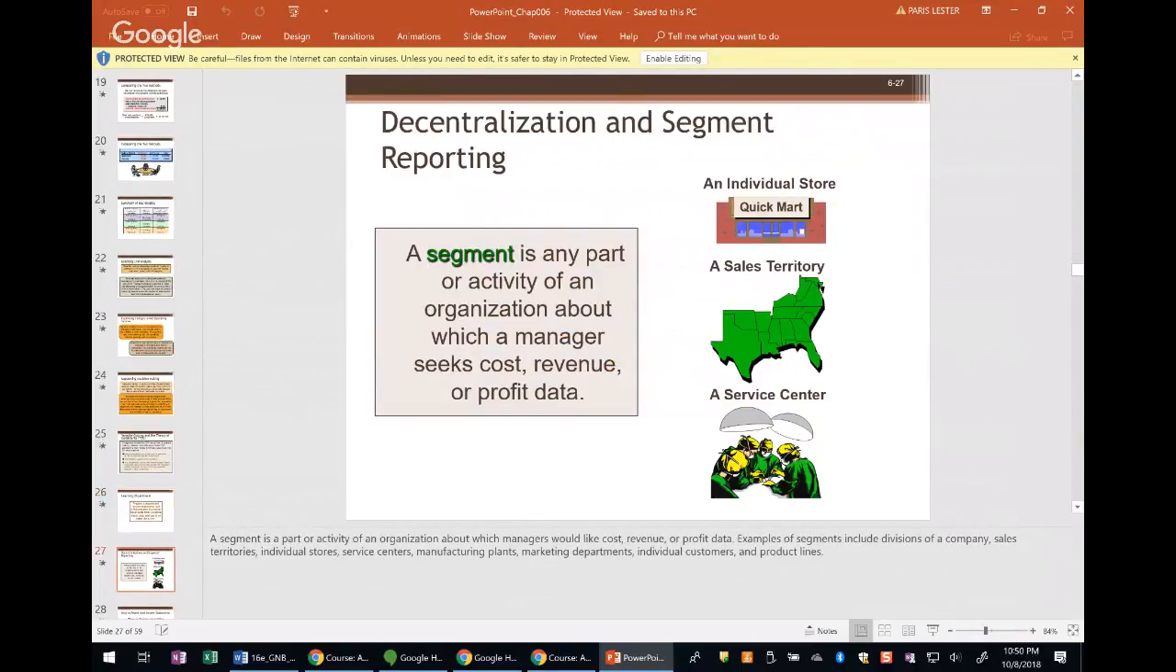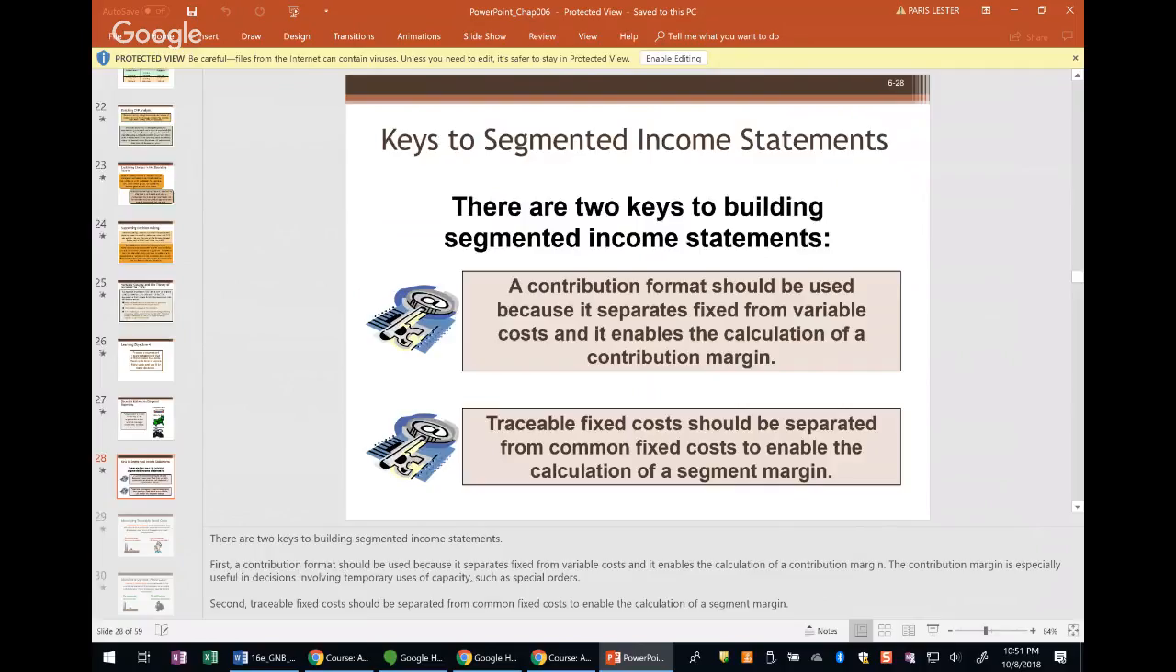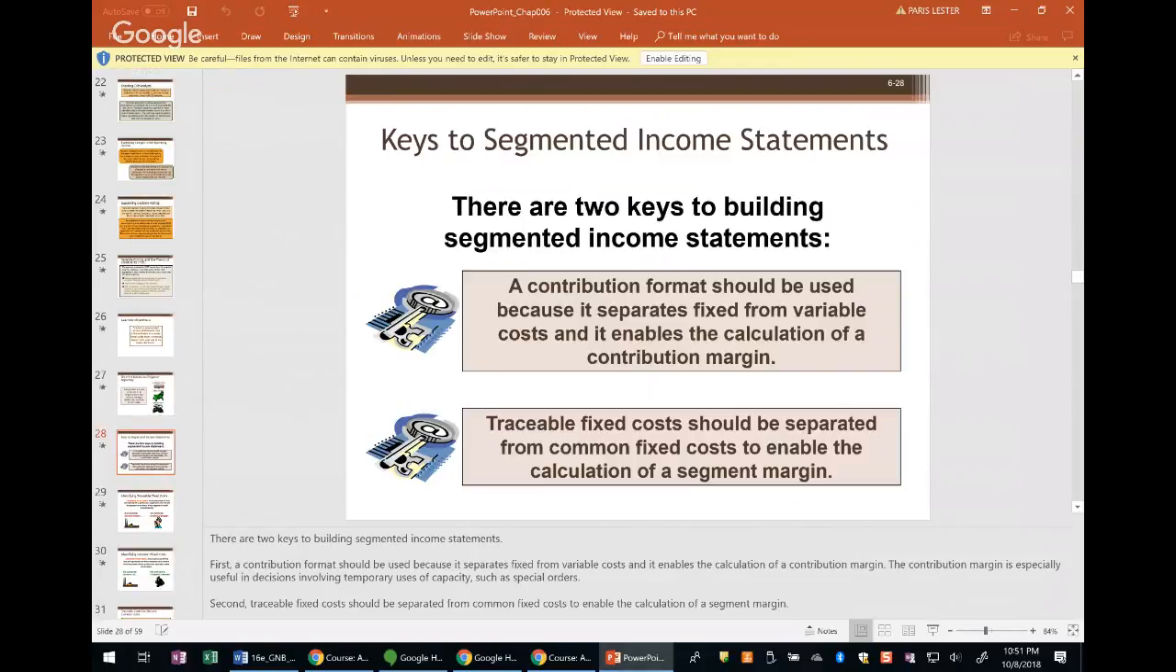All right, what is a segment? This chapter has segments in it. A segment is any part or activity of an organization about which a manager seeks cost, revenue, or profit data. Here's an individual store, sales territory, service center. What segment are you looking for?